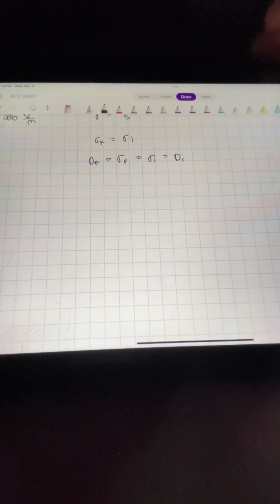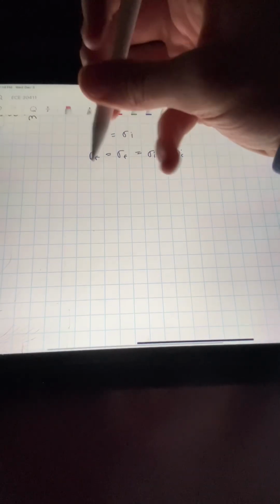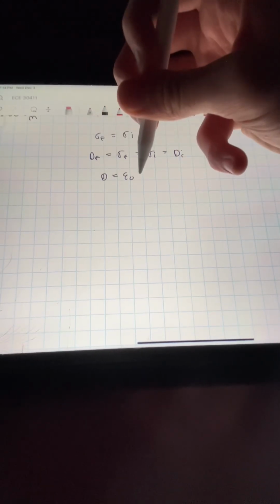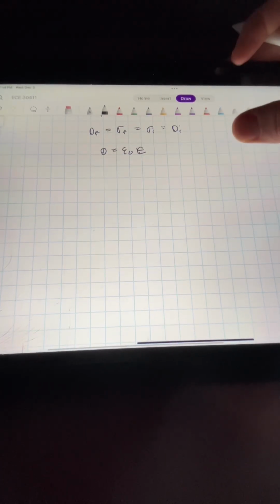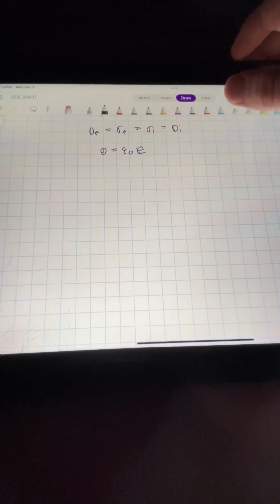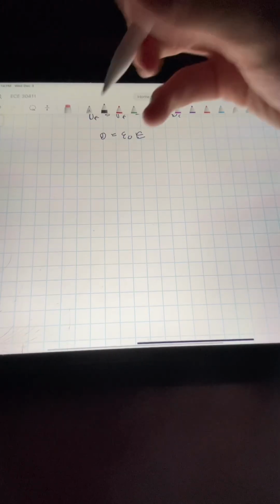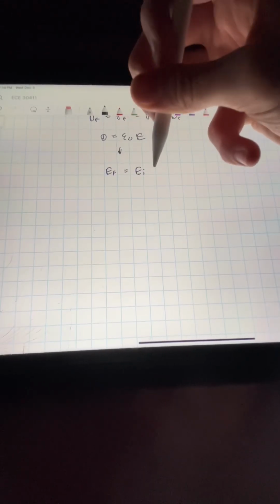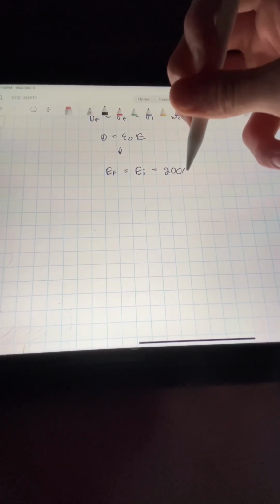And in free space, flux density and electric field are related by D equals epsilon naught times E. Since D stays the same and epsilon naught is constant, the electric field must also stay the same. So we write that the final electric field equals the initial, which again equals 2,000 volts per meter.